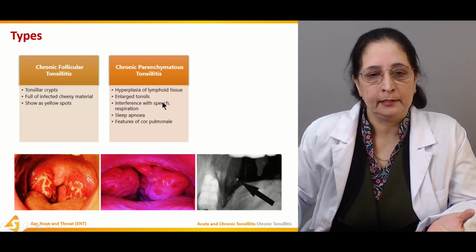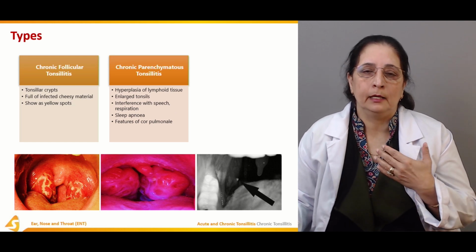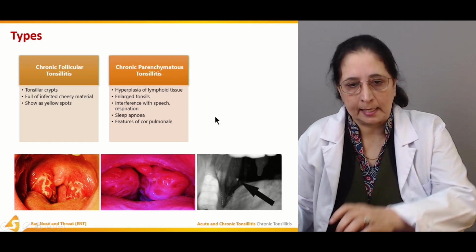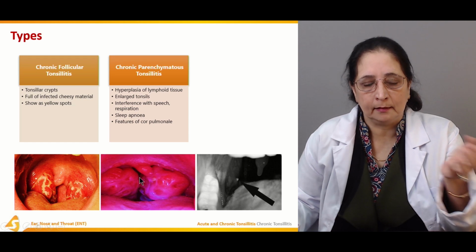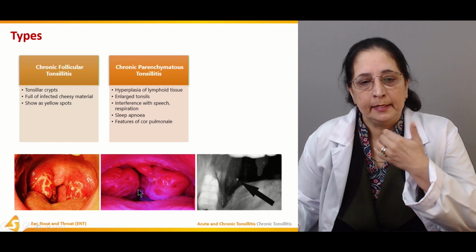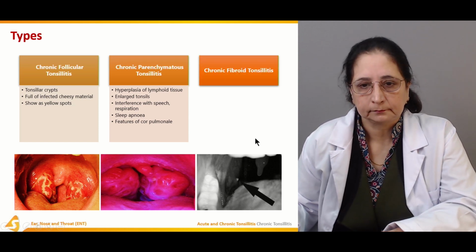There is again interference with speech also. So these are all the effects of chronic parenchymatous tonsillitis. You can see there is hardly any space here. The tonsils are so big and enlarged, and they are making the breathing and respiration very hard.